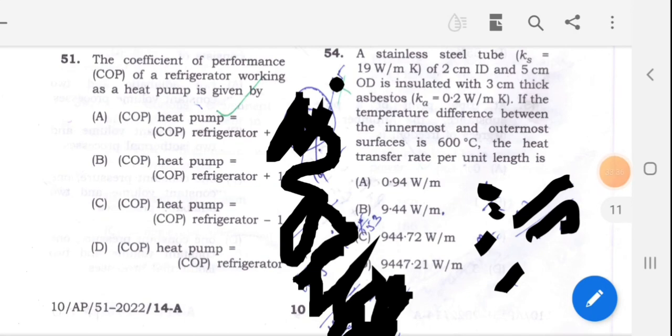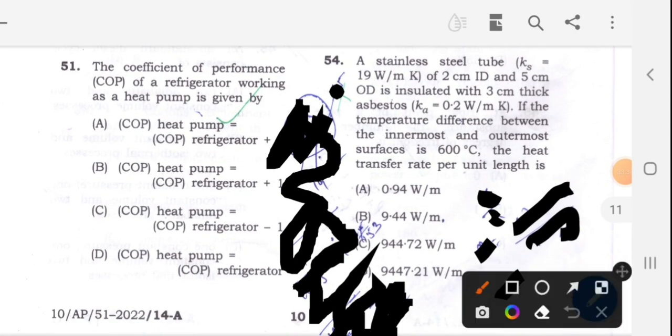Next is question 54. A stainless steel tube with conductivity Ks given as 19 watt per meter Kelvin, of 2 centimeter ID, meaning inner diameter, and 5 centimeter OD, or outer diameter, is insulated with 3 centimeter thick asbestos. K of the asbestos conductivity is 0.2 watt per meter Kelvin. If the temperature difference between the innermost and outermost surface, that means the DT value, is 600 degrees Celsius, then the heat transfer rate per unit length will be.